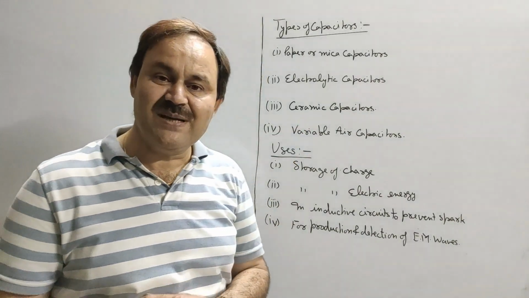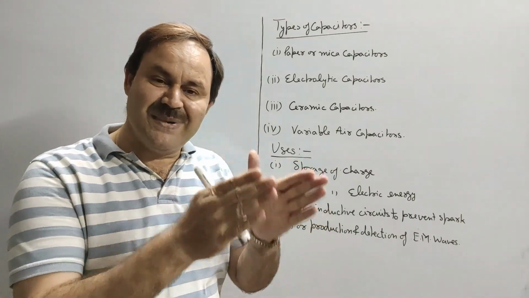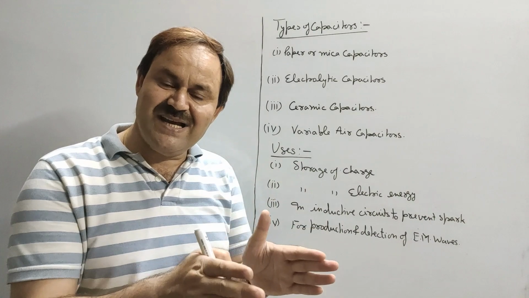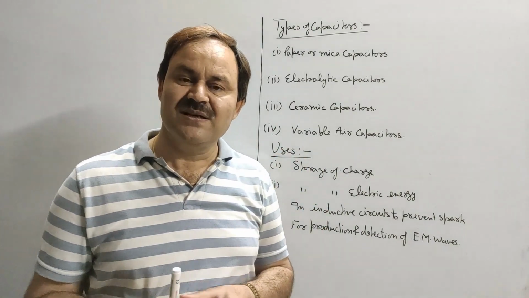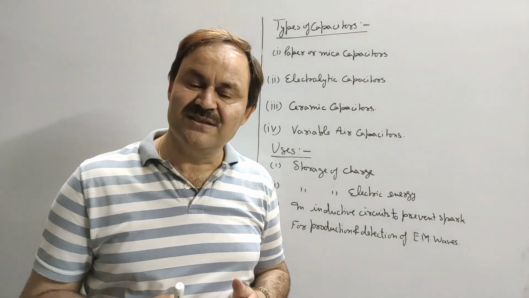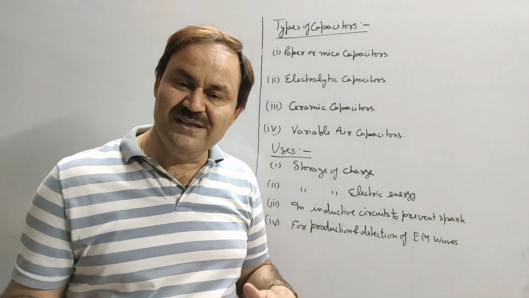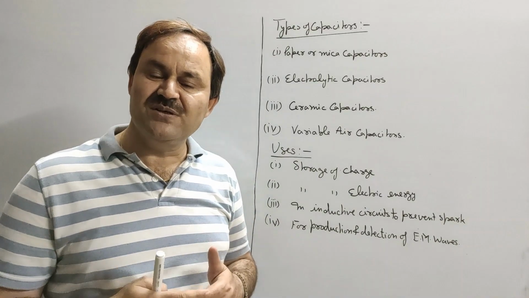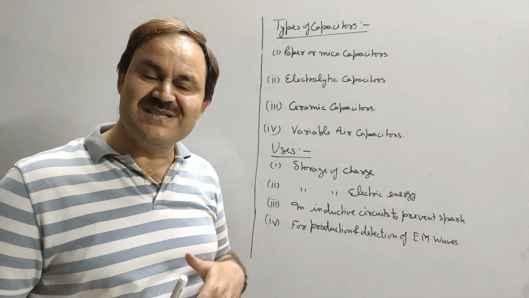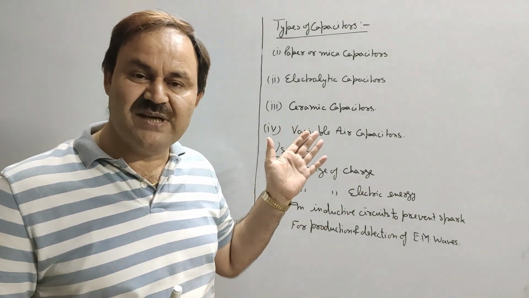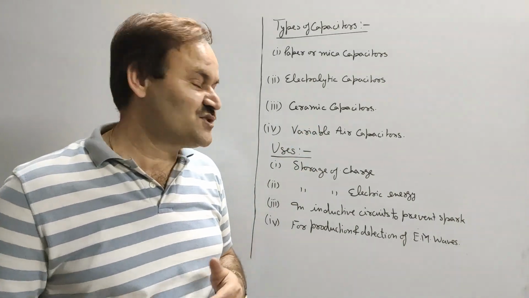Now next is ceramic capacitors. Ceramic capacitors are obtained by placing ceramic as dielectric between the two metal plates. Since ceramics are man-made materials, they can be prepared as per our own need. So the composition of ceramic will be taken in such a way that it offers a large dielectric constant, so that the capacitance of the capacitor may be large.